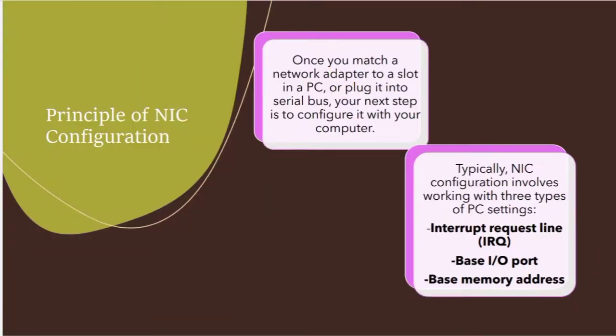NIC configuration. Once you match a network adapter to a slot in a PC or plug it into the serial bus, your next step is to configure it with your computer. Typically, NIC configuration involves working with three types of PC settings. The first one is the interrupt request line, or IRQ, the second one is the base I/O port, and the last one is the base memory address.